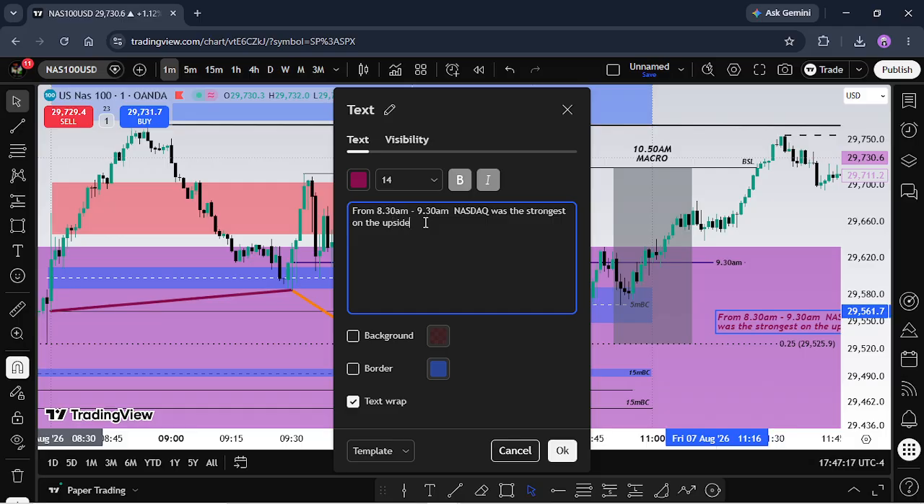Same, ES, right? I'm writing ES. You guys are probably like, what is ES? S&P 500, slash ES, was the second, right? Second strongest to the upside.